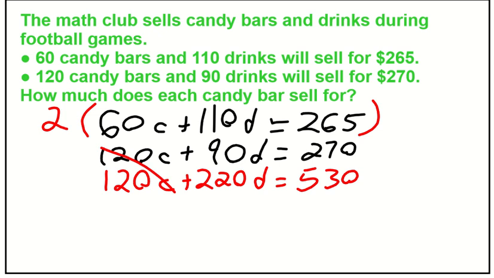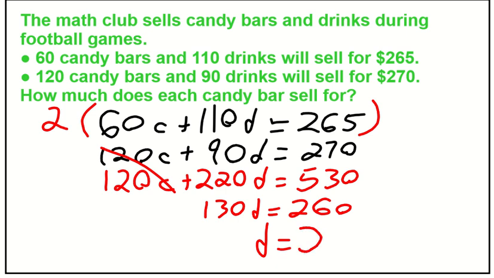My candy bars are canceling out, which is what you need to happen for elimination. We'll have to do a little extra work to get back to it, but that's still what we need to do. 220 minus 90 is 130D. 530 minus 270 is 260. So when we divide 260 by 130, that's where we get the drinks equaling 2.